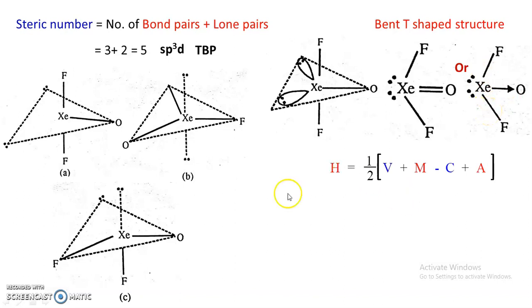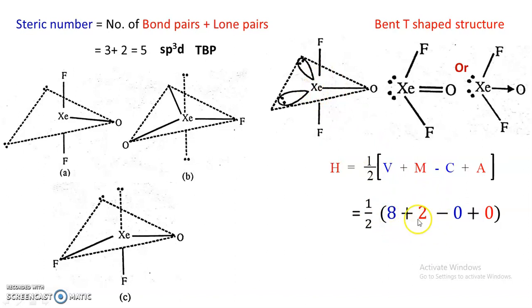An alternate method for getting the steric number: H is equal to half (V plus M minus C plus A). It is equal to half into bracket 8. Actually, valence electrons in the case of xenon is 8, plus 2.